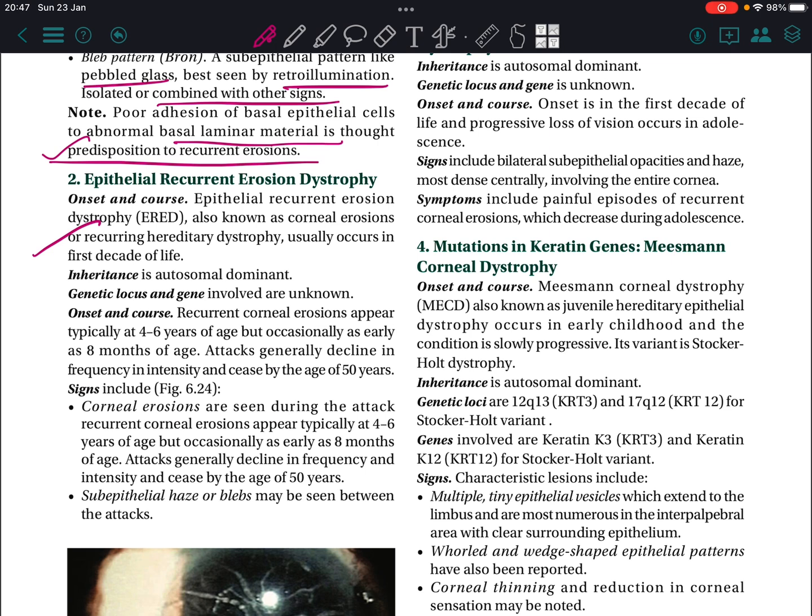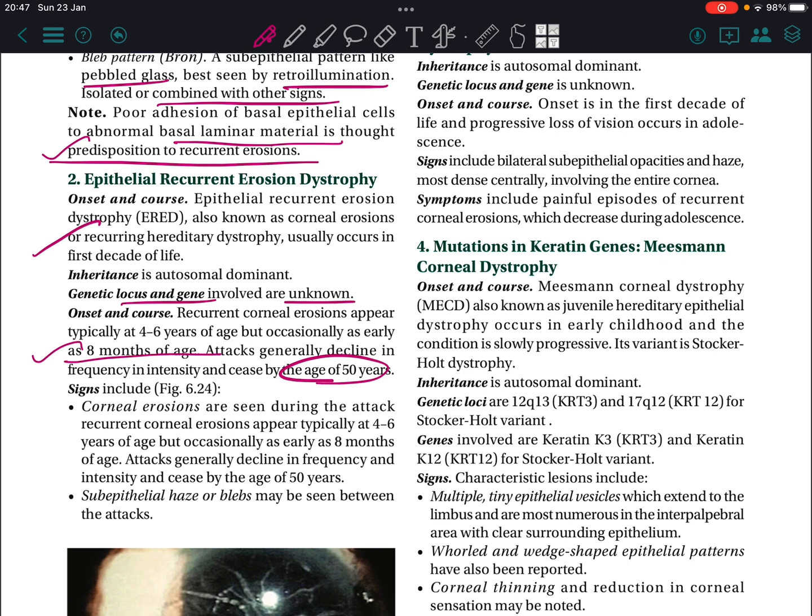In addition, it is also autosomal dominant. Genetic locus and gene involved are unknown. Onset and course: recurrent corneal erosions appear typically at 4 to 6 years of age, but occasionally as early as 8 months of age. Attacks generally decline in frequency and intensity and cease by the age of 50 years.